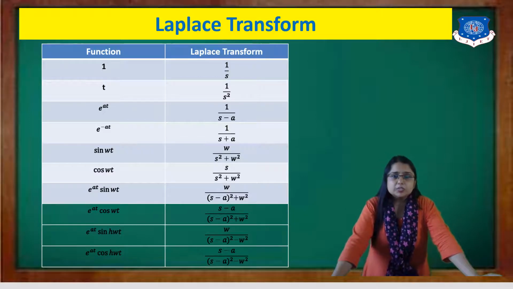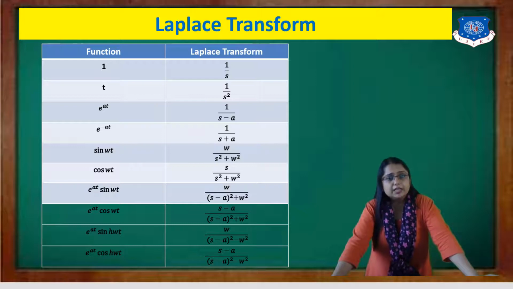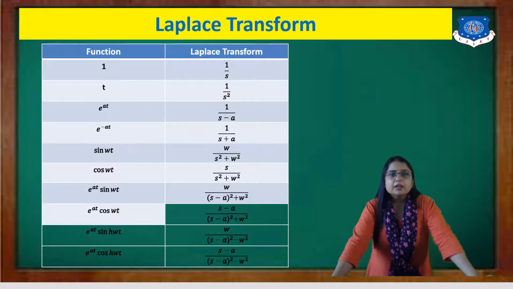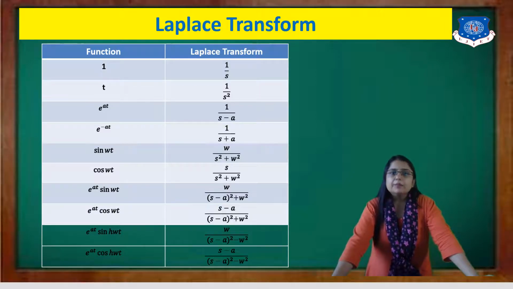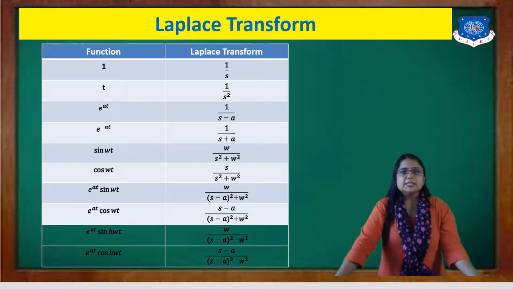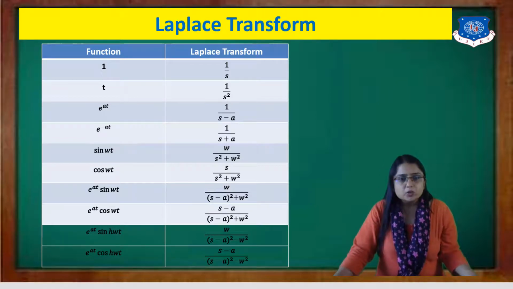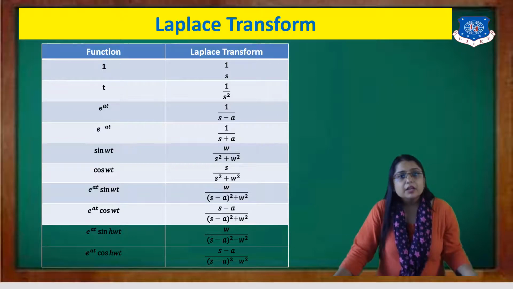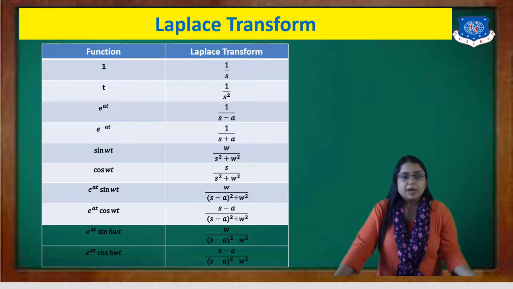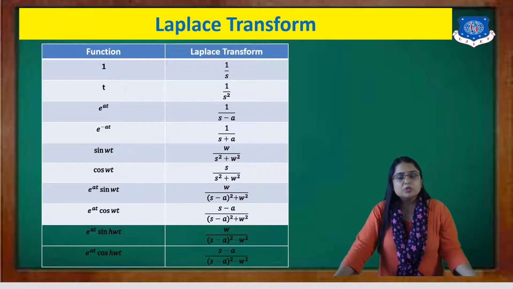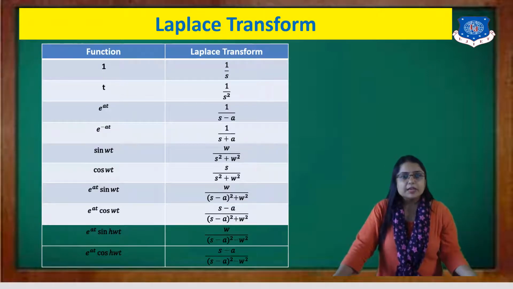Now instead of e raised to at, if I have e raised to minus at, then only one thing changes there. In place of s minus a, I have to consider s plus a. Now next is e raised to at cos omega t. And the Laplace is what? It's (s minus a) upon (s minus a) whole square plus omega square. Here also if I have e raised to minus at, then again one small change, that is instead of s minus a, I have to consider s plus a.